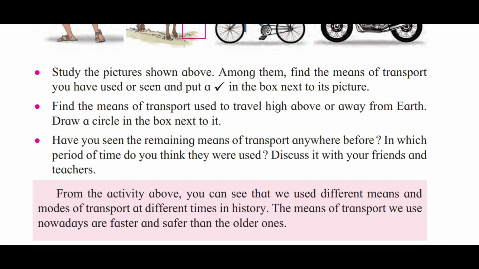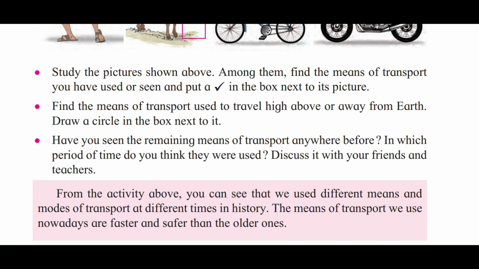Among them, find the means of transport you have used or seen and put a tick in the box next to its picture. Find the means of transport used to travel high above or away from Earth. Draw a circle in the box next to it.